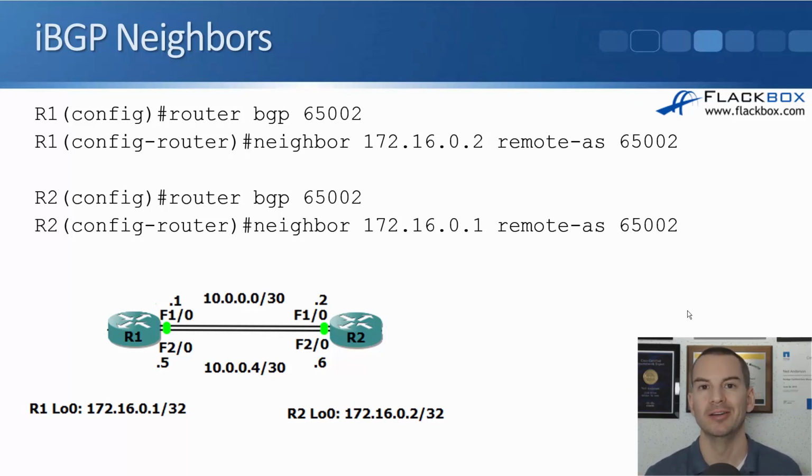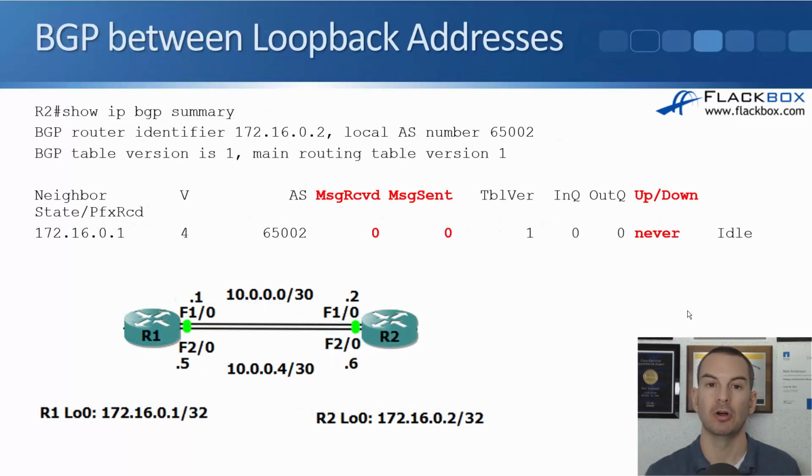R2 is not smart enough to realize it's the same router just using a different IP address. The IP address has to match exactly. So what we have to do is tell R1 and R2, when you send that BGP traffic to each other, use your loopback address rather than the address that's on the exit interface. So if we don't make any changes, BGP is not going to come up.